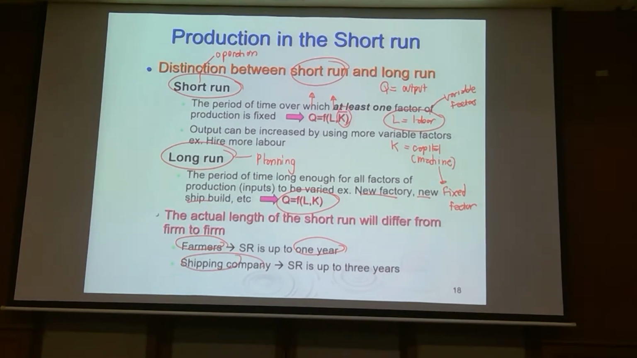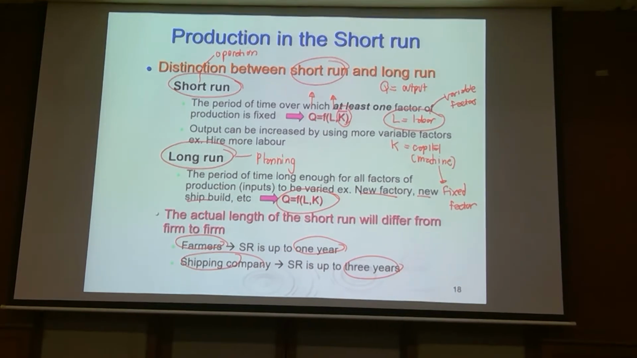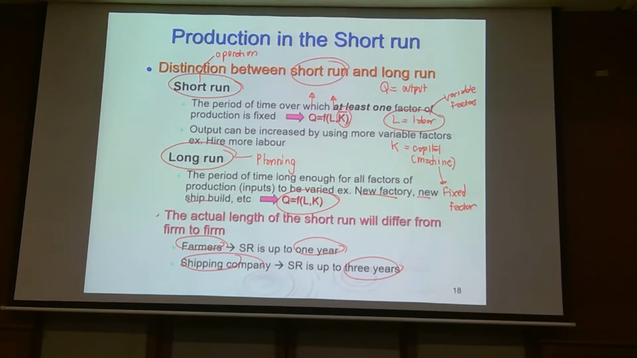For shipping companies, the short run period might be up to 3 years, where the shipping companies cannot acquire a new ship, for example, to run the shipping business. So the short run period depends on the business, from industry to industry, but it's just a period where you cannot change your fixed factor of production. That's considered your short run production period here.